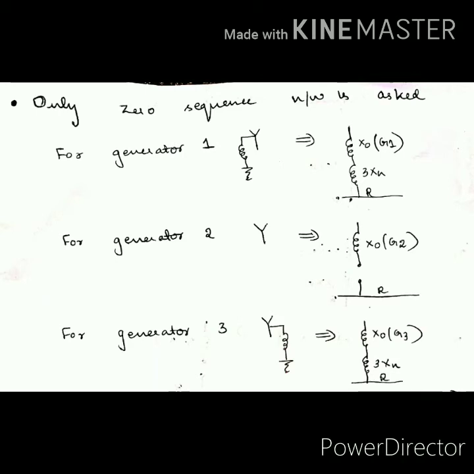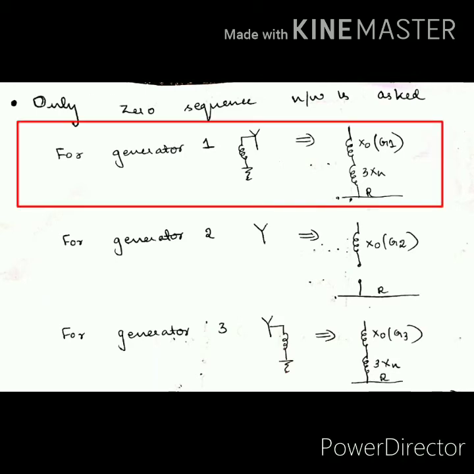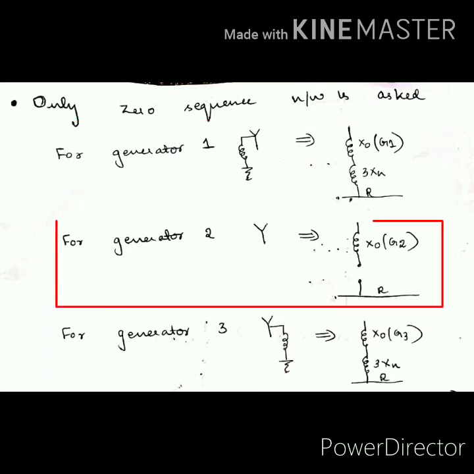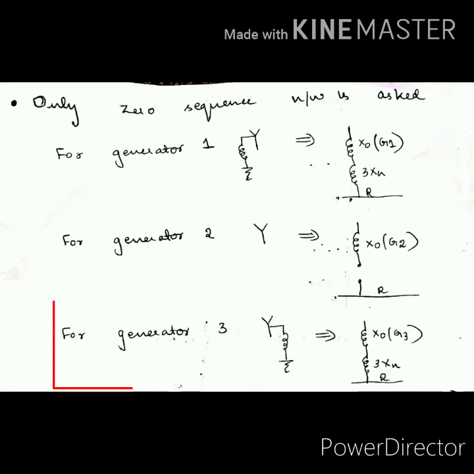So for only zero sequence network is asked. So what is the first component? We have one generator 1, which is star, whose neutral is grounded through a reactance. So the equivalent diagram is shown, X naught of G1 in series with 3Xn. For generator 2, since its neutral is not grounded, we have X naught of G2 with an open circuit. For generator 3, again same as the first one.